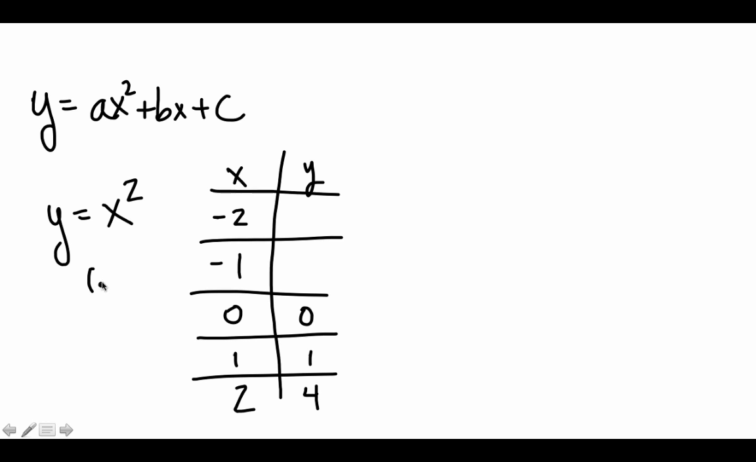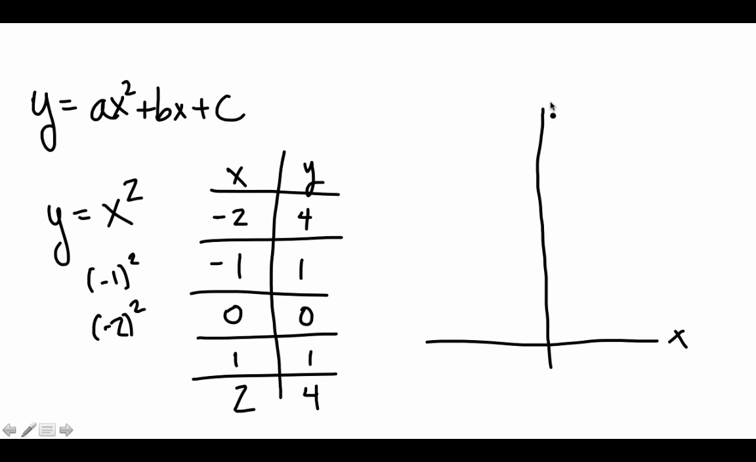Plug in these negatives. Remember, it would be -1 in parentheses squared. It would be -2 in parentheses squared. And we would get 1 and we would get 4. So we get this nice picture of a function. Notice where I put my x-axis and my y-axis. 0, 0, 1, 1, 2, 4, 3, 9. We would go 4, 16, 5, 25.